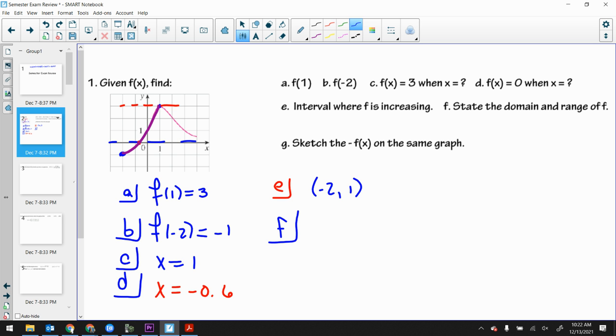State the domain and range of f. Okay, the domain, now this should be brackets. There's no open circles there. The domain looks like it's going from -2 to +4. The domain is brackets, -2 to +4. And the range is going from -1 all the way up to +3.